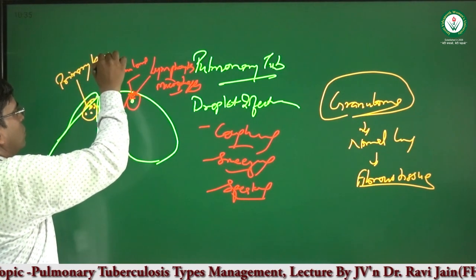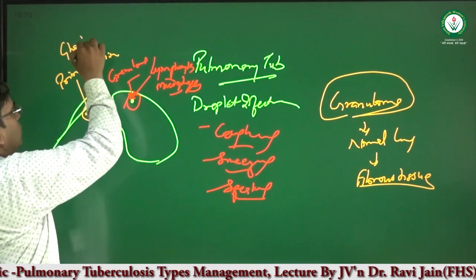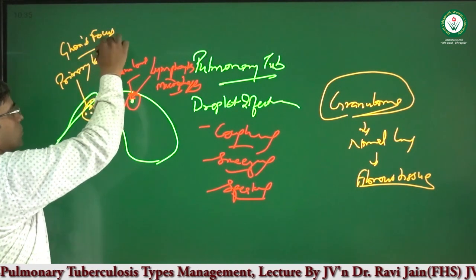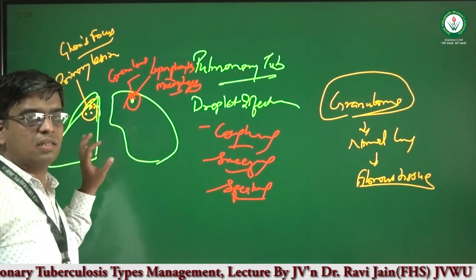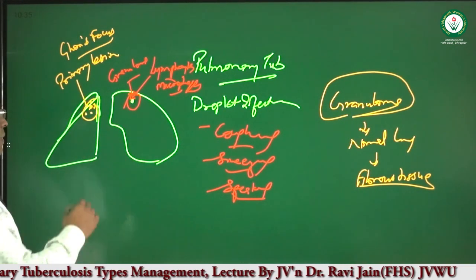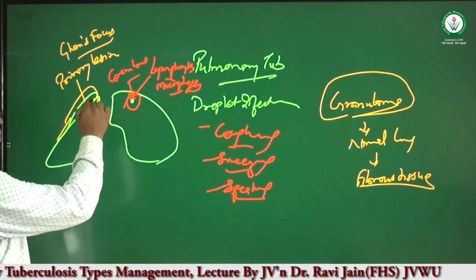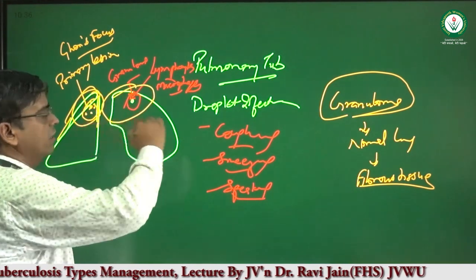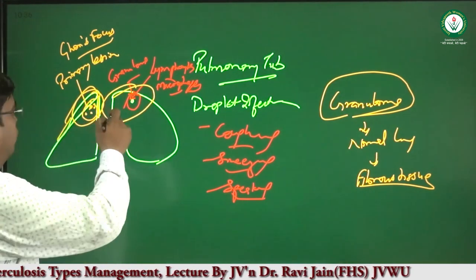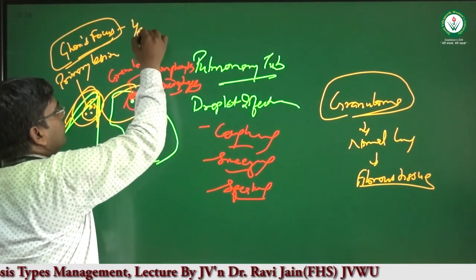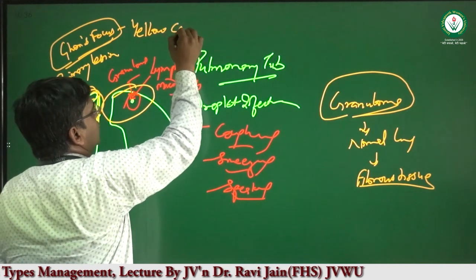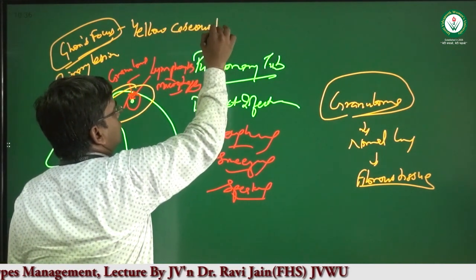When multiple granulomas are formed, they form the primary lesion, also known as Ghon's focus. Because this is an aerobic bacteria, it is mainly found on the apex, on the top of the lungs. This top of the lungs is affected. This leads to formation of Ghon's focus. Ghon's focus is a yellow colored caseous lesion.